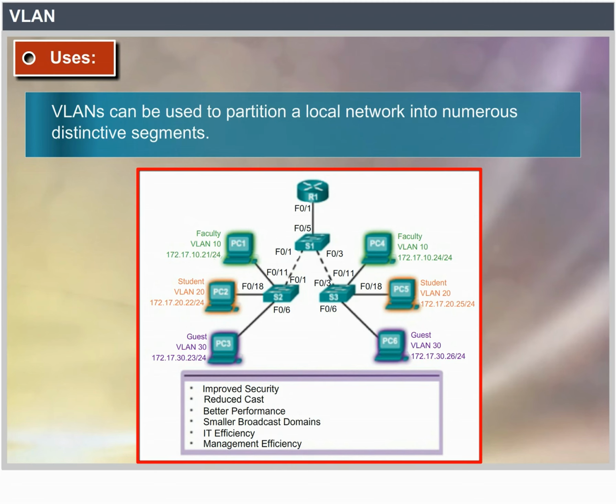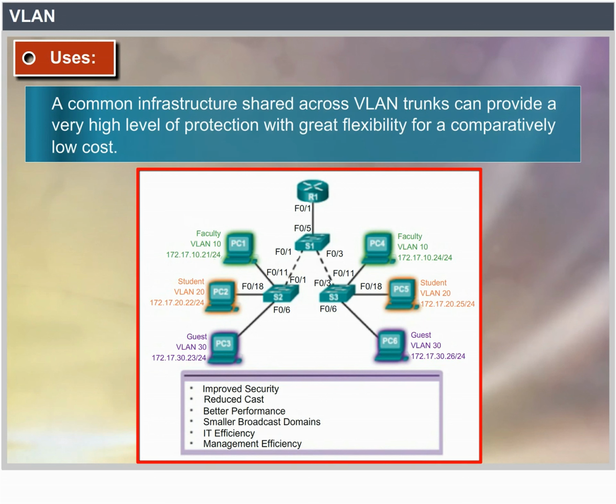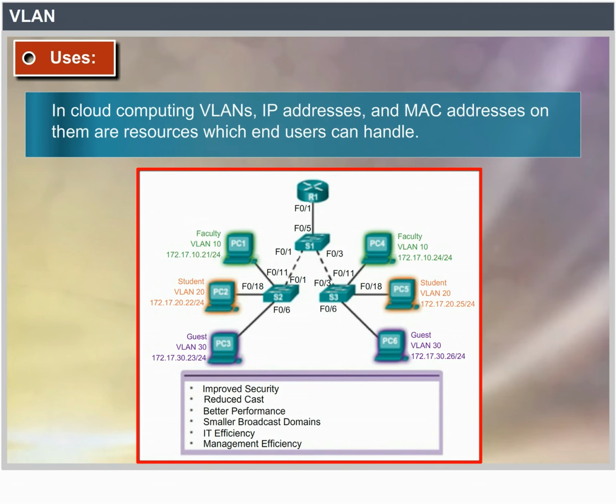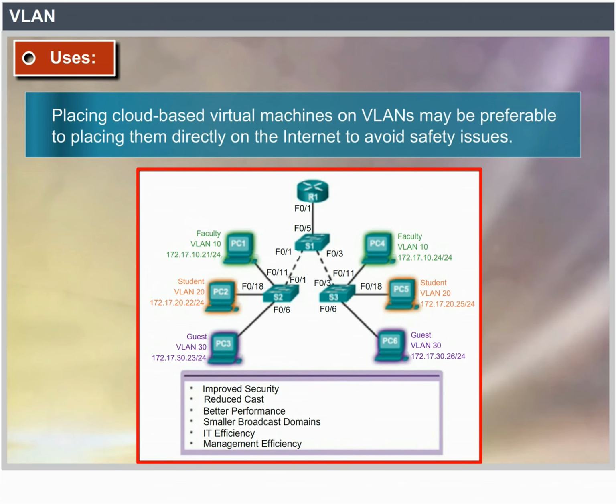A common infrastructure shared across VLAN trunks can provide a very high level of security with great flexibility for a comparatively low cost. In cloud computing, VLANs, IP addresses and MAC addresses on them are resources which end users can manage. Placing cloud-based virtual machines on VLANs may be preferable to placing them directly on the internet to avoid security issues.